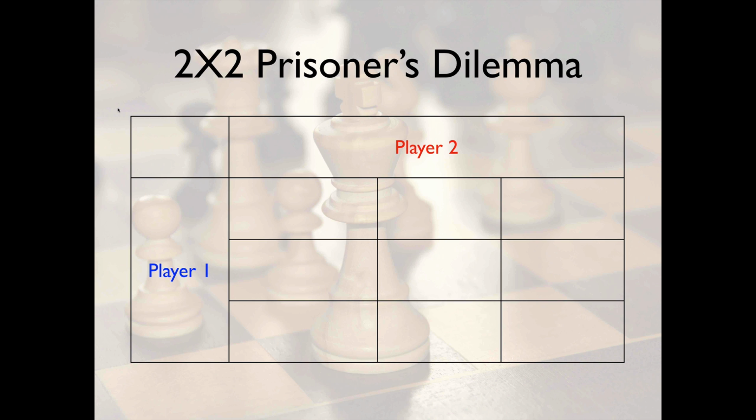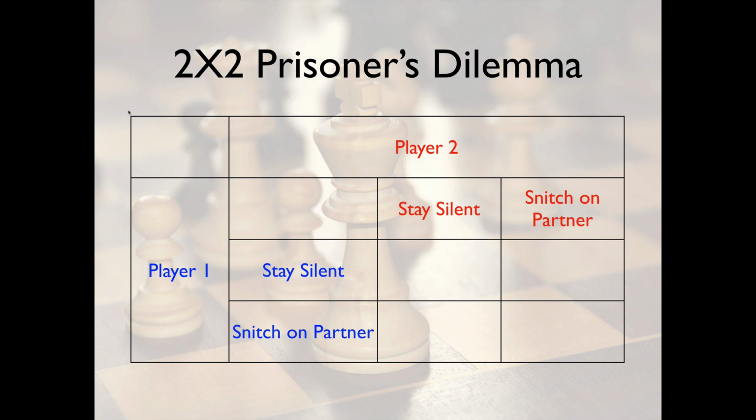Now, if we try to model the same game that we just had, imagine the 2 prisoners. I can put player 1 and player 2 for prisoner 1, prisoner 2. And they have 2 choices. They can stay silent or they can snitch on their partner. They can turn their partner in to the police. Okay. And we can put some numbers based on the information that we've had before into these boxes based on preferred outcomes.